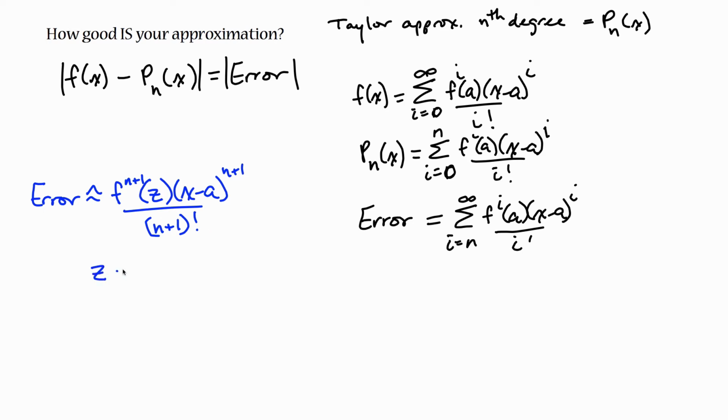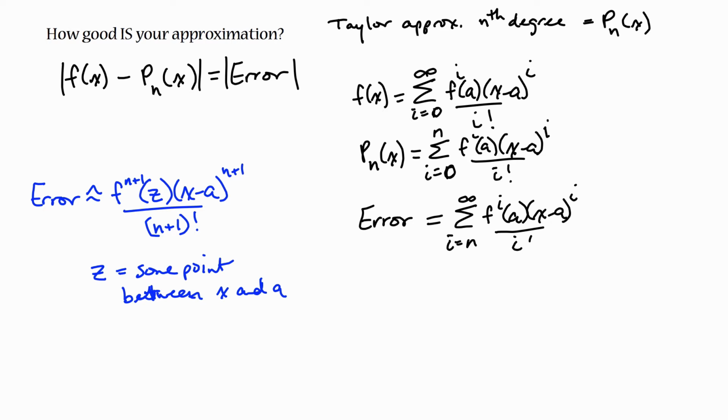So z is some point between x and a, so it's in the interval that you're approximating, and it's whatever the point is where f triple prime at z is a maximum, right? Because you don't want to underestimate your error. You want the maximum possible error, which is the error at the point where f at n plus 1 is a maximum. How do you find that?